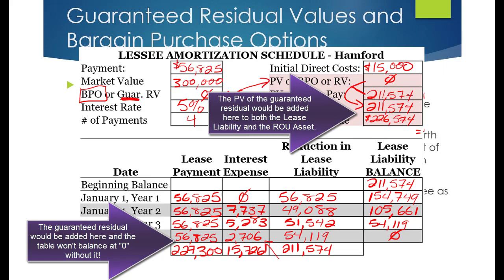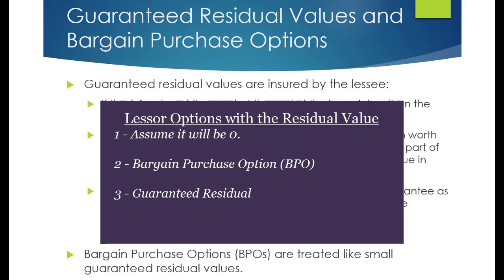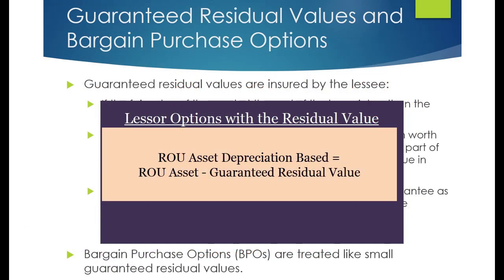Also, when I do my amortization or depreciation of the asset, I'm assuming it's going to be worth that residual value at the end. So I'm going to depreciate it just down to that guaranteed residual amount. That's what the lessee does that's different.